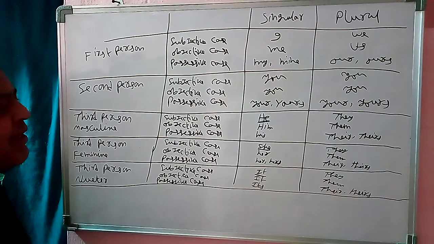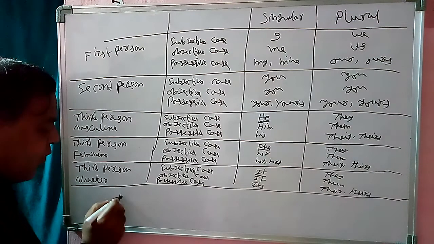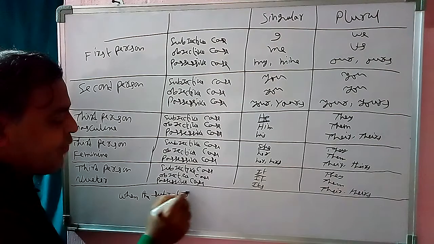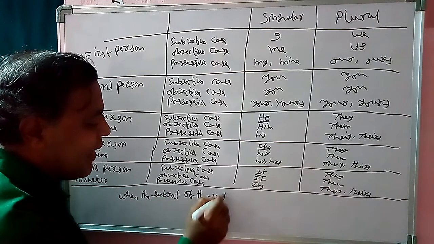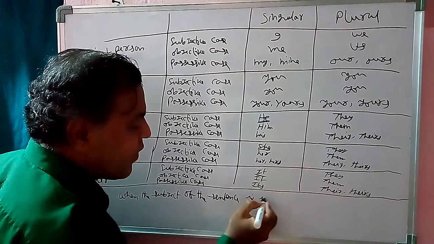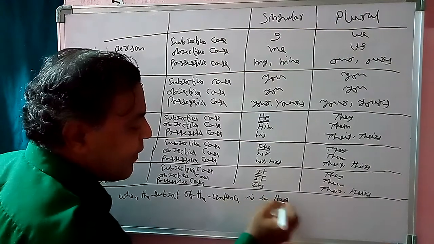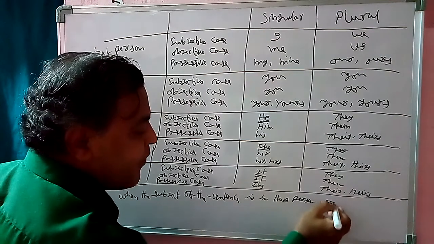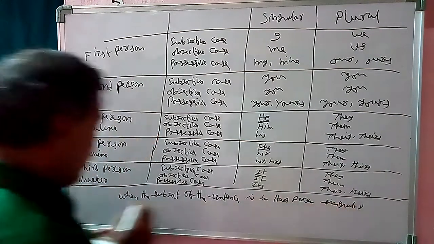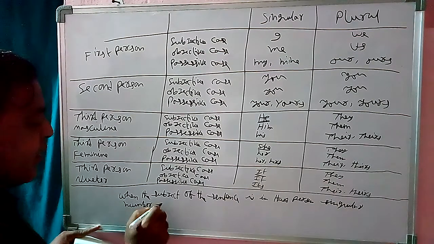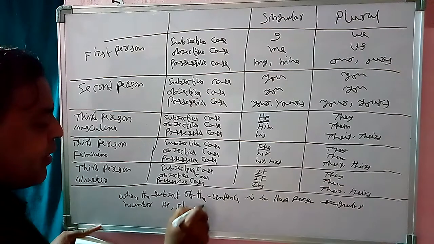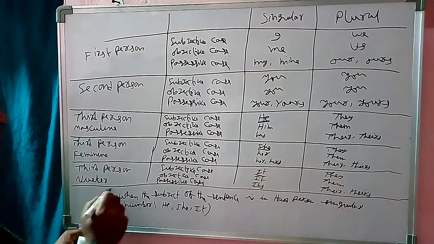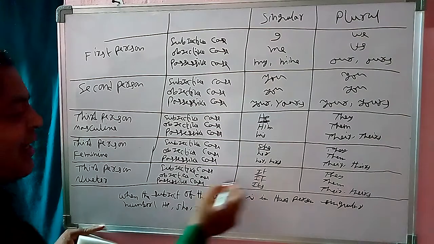Third person singular number: he, she, it. So here, when the subject of the sentence is in third person singular number, he, she, it, s, es or ies is added to the verb.